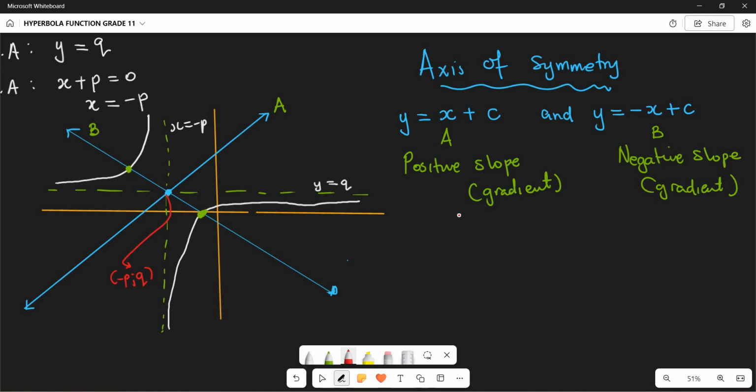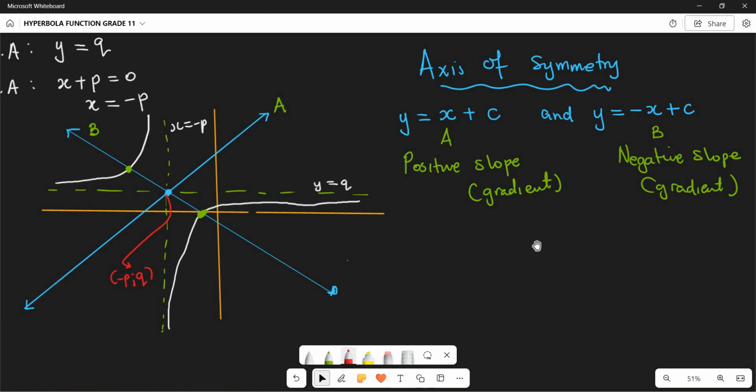So these are the values of the vertical asymptote and the horizontal asymptote. The x value and y value make a coordinate, and this coordinate is where the asymptotes meet or cross each other, and the axes of symmetry also pass through that point. So it's a common point. You'll be asked to find the value of C, and to find it, you can substitute that coordinate.